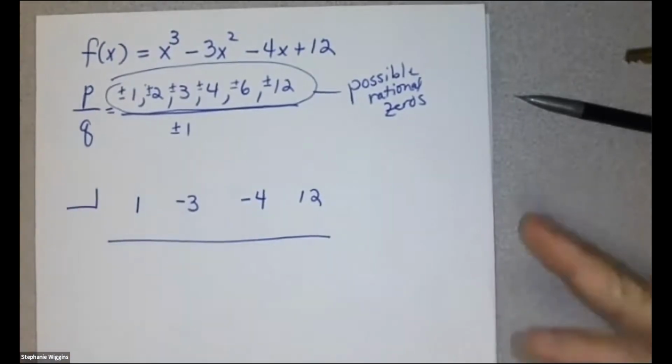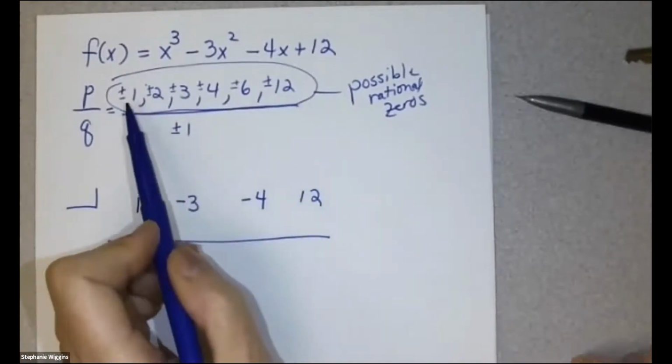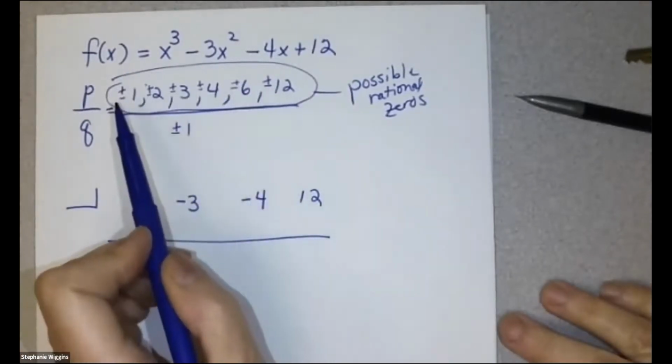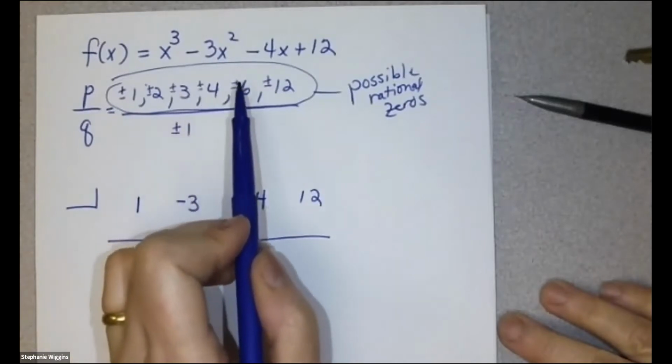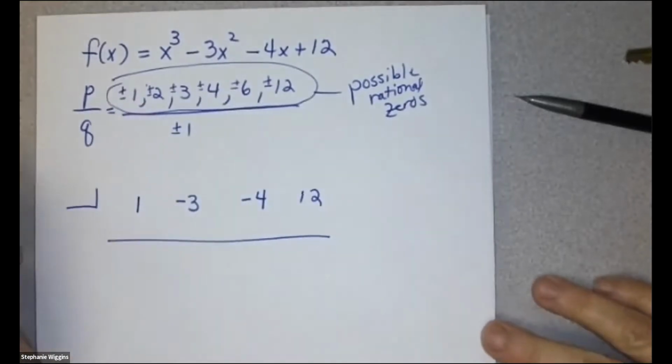Then we're just going to pick from this list. Since there are finitely many, we can just start down the list: 1, 2, 3, 4, 6, 12, and then the negatives. So I'll start with 1.